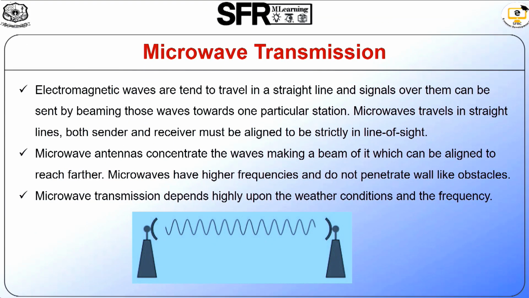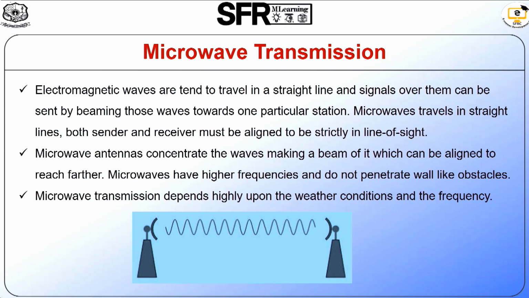Next one is microwave transmission. Electromagnetic waves tend to travel in a straight line and the signals can be sent by beaming those waves towards one particular station. This microwave travels in straight lines. Both the sender and receiver must be aligned strictly in line of sight. Even though the beam may be well focused at the transmitter, there is still some divergence. The delayed waves may arrive out of phase with a direct wave and then cancel the signal. This effect is known as multipath fading.